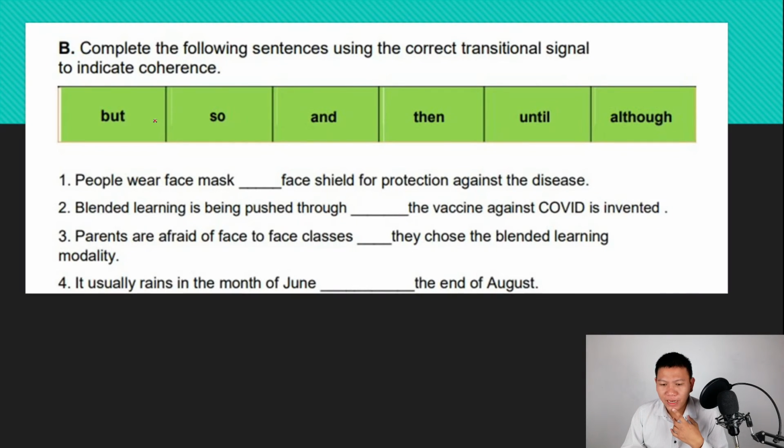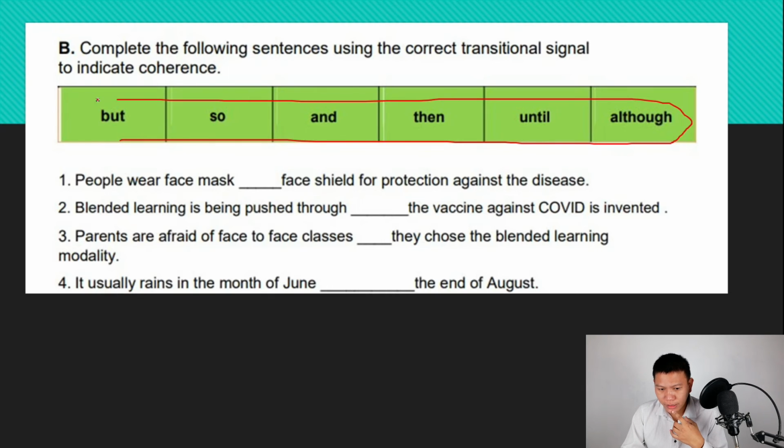Letter B: complete the following sentences below using the correct transitional signal to indicate coherence. So these are the choices. People wear mask blank face shield for protection against the disease. Okay. And people wear face mask and face shield, and we use "and" to join together, to put together ideas.